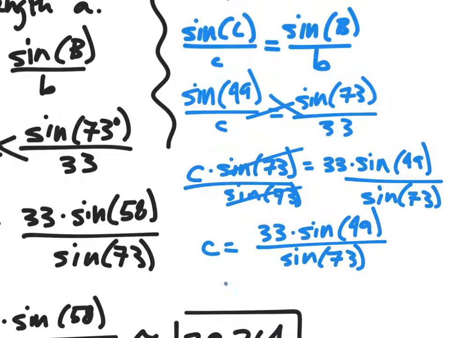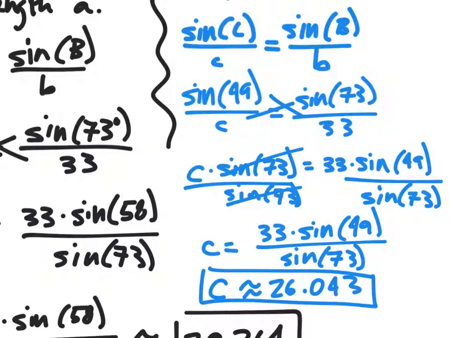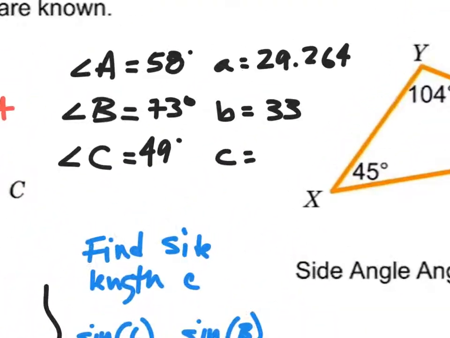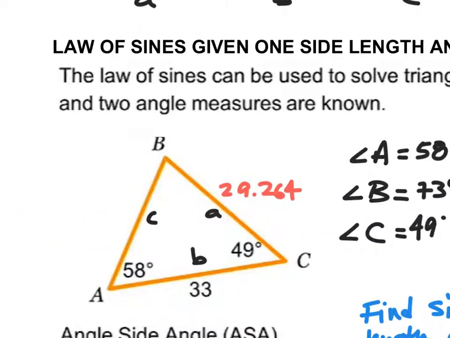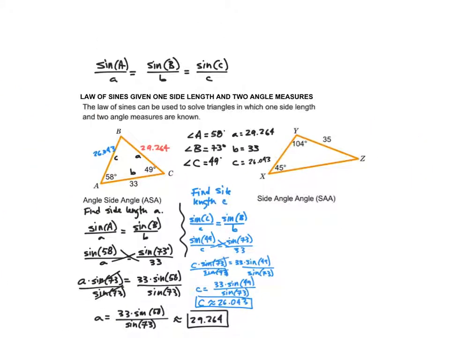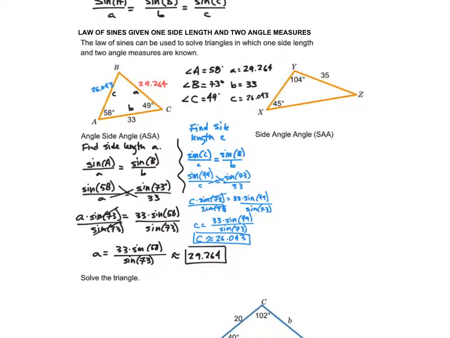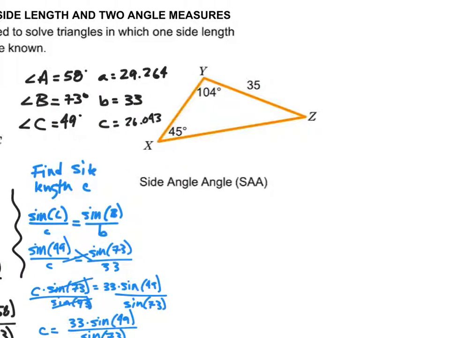We get a value that C is approximately 26.043, and that's how we go about that. Then we can label the side length over here, 26.043. So that's that one. All right, let's take a look at the other one.